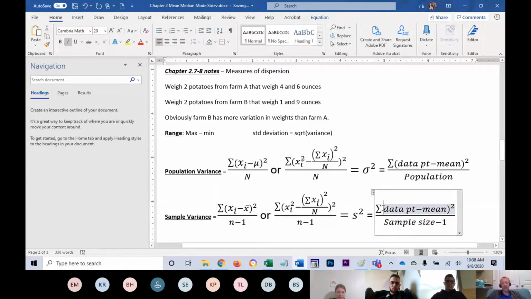So in both cases, it's going to be the data point minus the mean. We're going to square that difference. Then this thing here means we're going to add them up and divide by the size of the population, or the sample size minus 1.